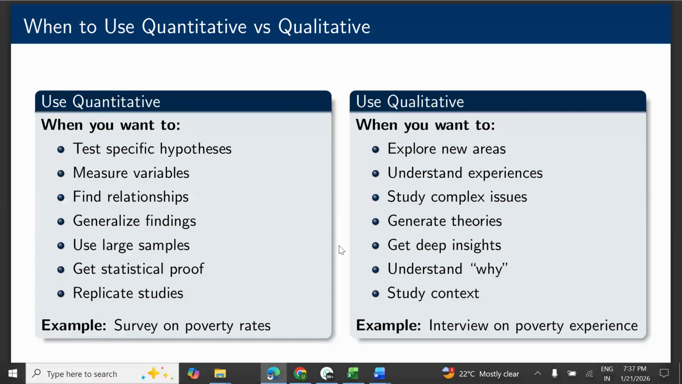Now, when to use quantitative versus qualitative? You will use quantitative research when you want to test specific hypotheses, measure variables, find relationships, generalize findings, use large samples, get statistical proof, and replicate studies.